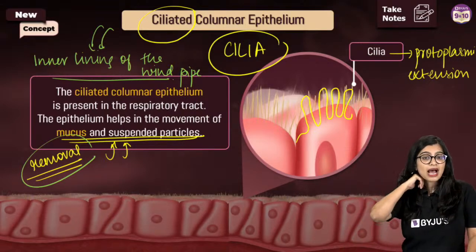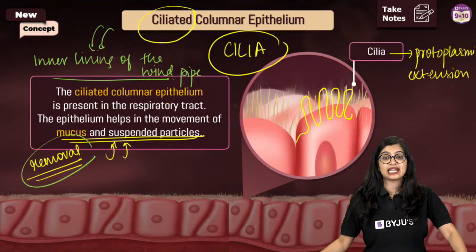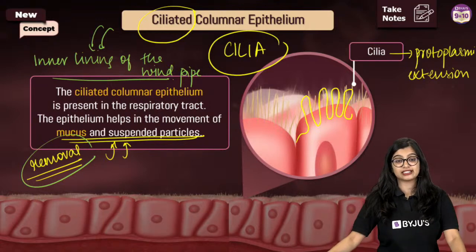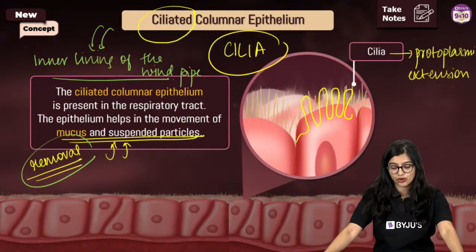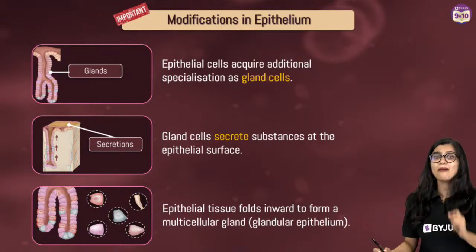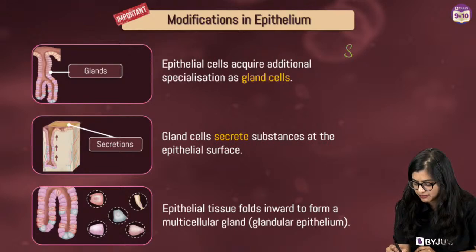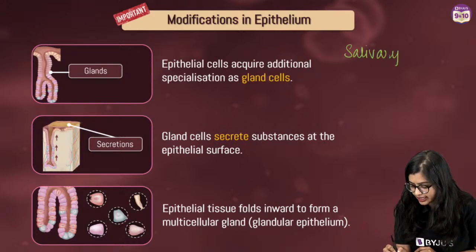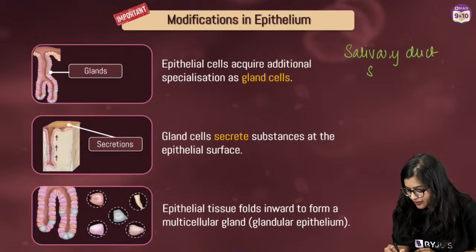Ma'am, is cuboidal epithelium present in the salivary gland or duct, or do both mean the same? Very good, Grisha. That brings me to my next point. Grisha brought in a question saying, ma'am, there is something called a salivary duct and there is something called a salivary gland.